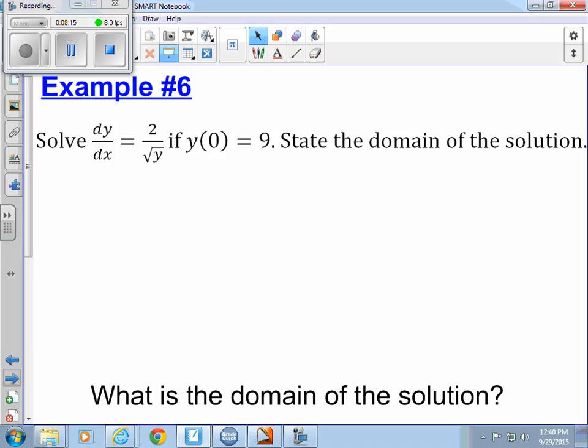Another differential equation. Solve and state the domain. Now this is good news for you on your homework. You probably had several that you could solve as a differential equation, you just couldn't state the domain yet. All you've got to do is go back and look for the domain on those problems.